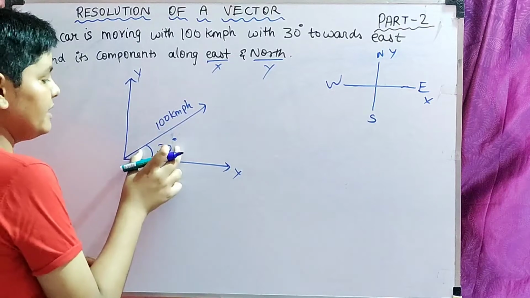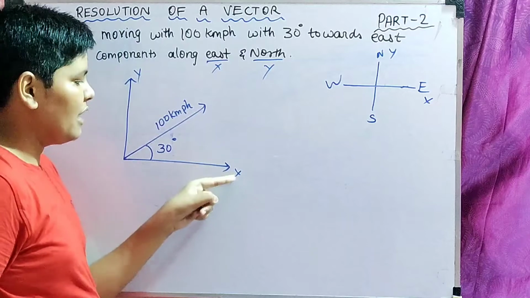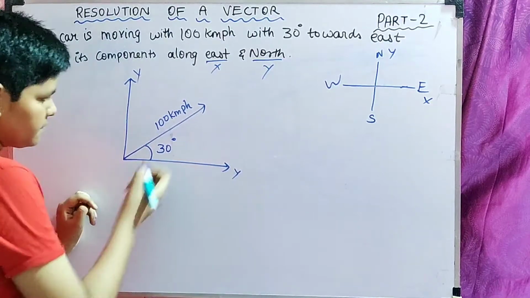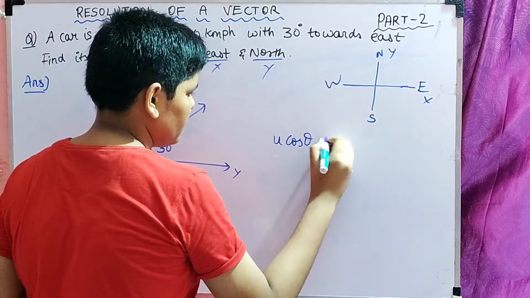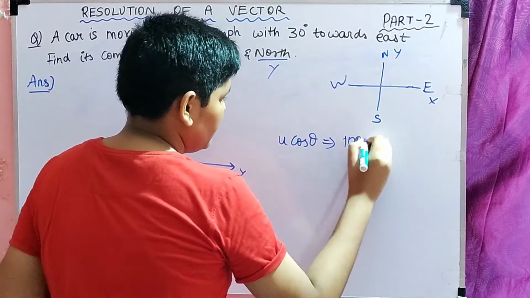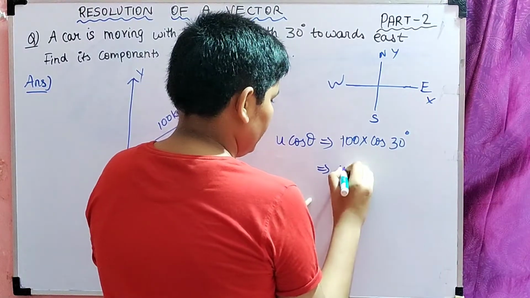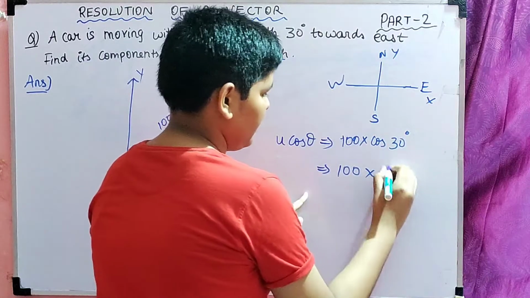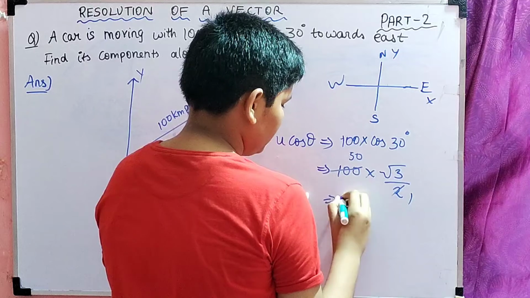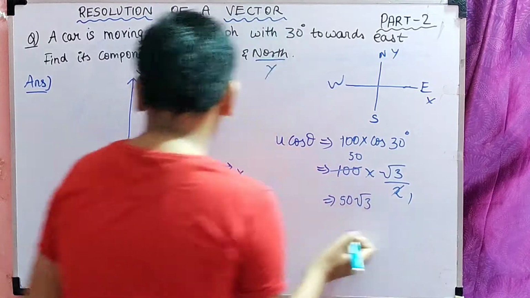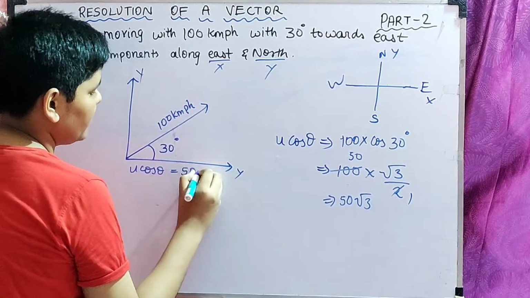To find its components along east, first we see that the theta is over here. Wherever the theta is, at that base, the adjacent one, you have to take as cos theta. So you get u cos theta, which equals u, given as 100, into cos 30 degrees. The value of cos 30 is root 3 by 2. Two ones are two, two 50s are 100. So you get 50 root 3. So u cos theta equals 50 root 3.